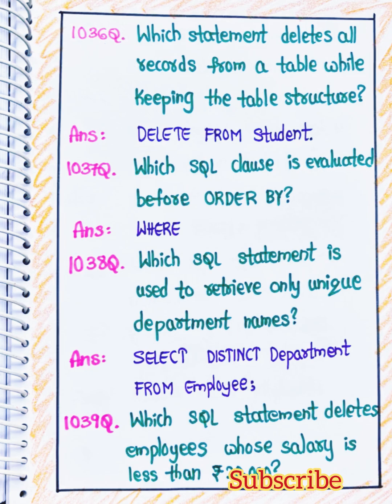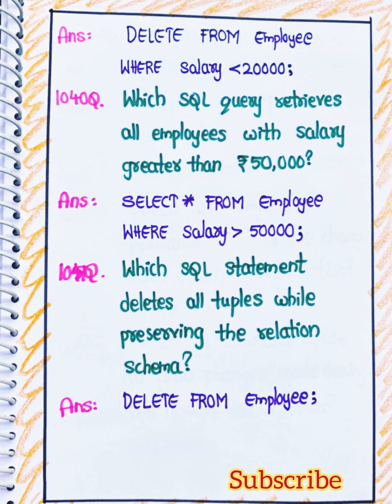Which SQL statement is used to retrieve only unique department names? Select distinct department from employee. Which SQL statement deletes employees whose salary is less than 20,000? Delete from employee where salary less than 20,000. Which SQL query retrieves all employees with salary greater than 50,000? Select star from employee where salary greater than 50,000. Which SQL statement deletes all tuples while preserving the relation schema?